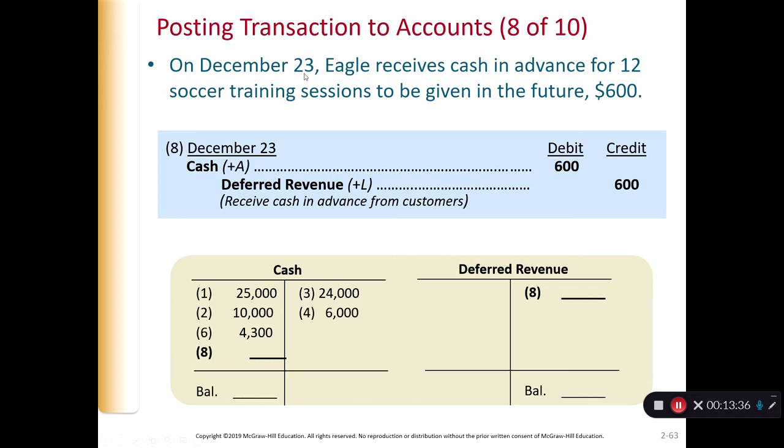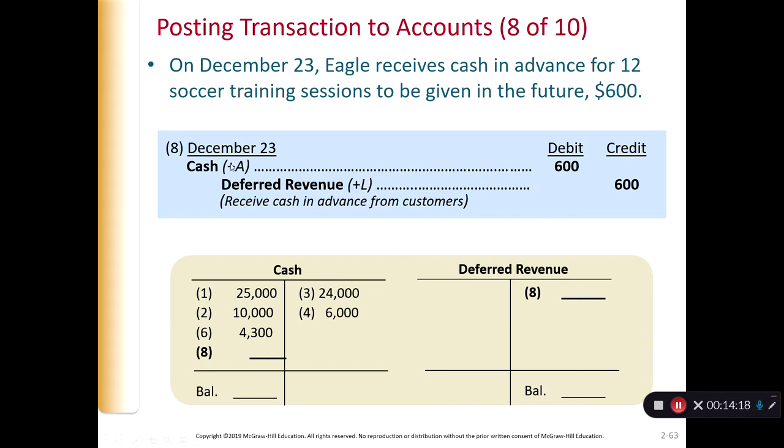So on December 23rd, Eagle received cash in advance for 12 soccer training sessions to be given in the future, of $600. So this is very interesting: we already received cash, however, we have not provided the training sessions yet, because you see, to be given in the future means we haven't fulfilled the requirement of the revenue recognition principle that we talked about in chapter one. Hence, we owe the customer the services. We treat this soccer training session, the obligation that we owe, as deferred revenue. In essence, it's a liability, right?